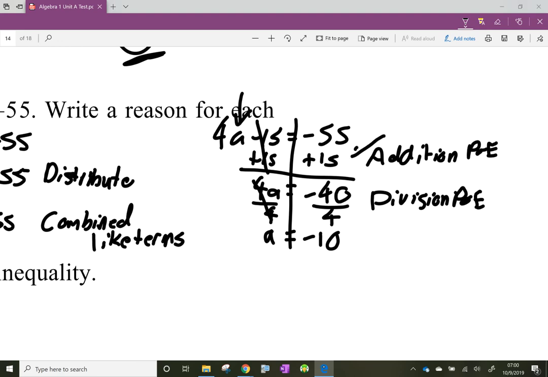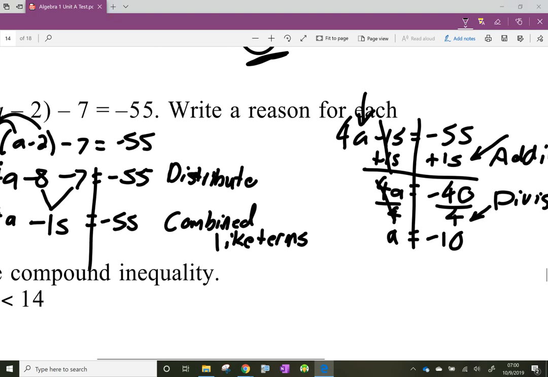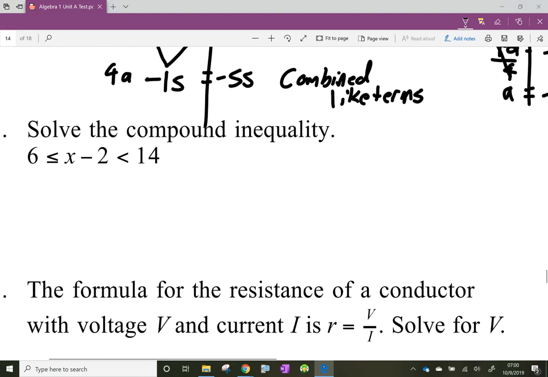So addition property of equality because I added 15 on both sides. Division property of equality because I divided by 4 on both sides. So that's all the steps explained.